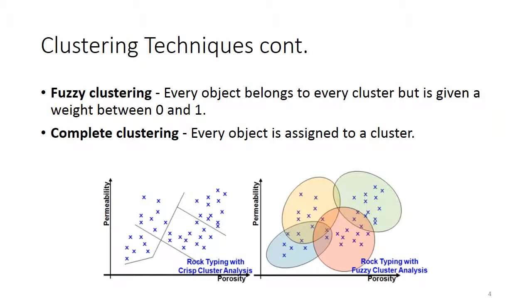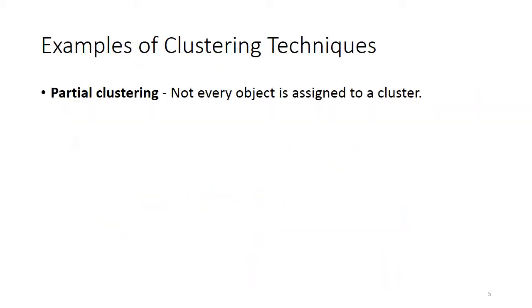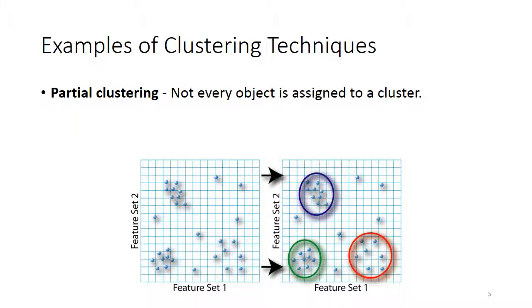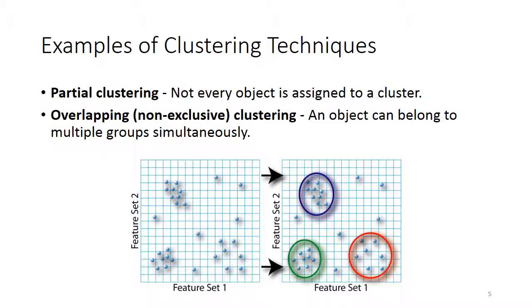We have complete clustering, which means every object is assigned to a cluster, as opposed to partial clustering, where not every object is assigned to a cluster. As we can see here, we have 3 distinct clusters and then points that don't really belong to a cluster. Then we have overlapping or non-exclusive clustering, in which an object can belong to multiple groups simultaneously. That's just another example of fuzzy clustering.